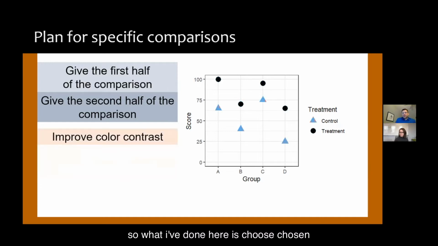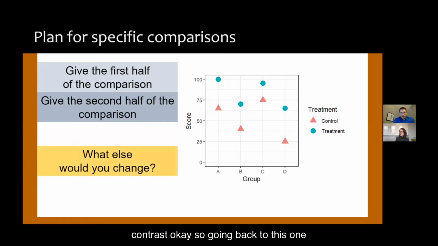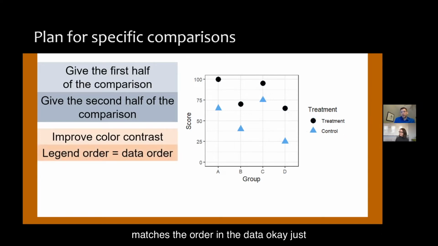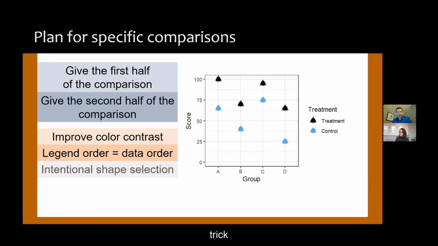So what I've done here is chosen different colors that have better contrast. Okay, so going back to this one, both of these colors have about the same level of darkness. And if you didn't have very good color vision, it might be difficult. Now we have a solid black one and a lighter one, which is blue. But notice how the ordering of the legend doesn't match the ordering of most of the data. So I'm going to change the order of the legend so that it matches the order in the data. Okay, just as one little subtle helper. It's not always possible to do that because sometimes your data go in different directions. But when you do have that situation, it's a good little trick.